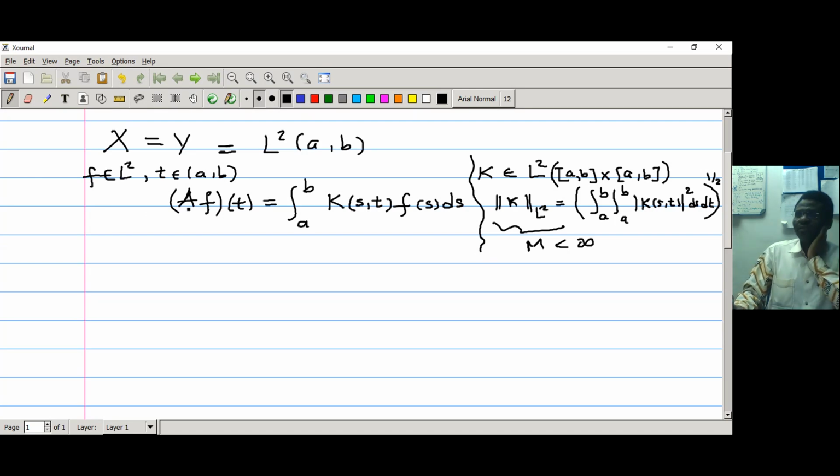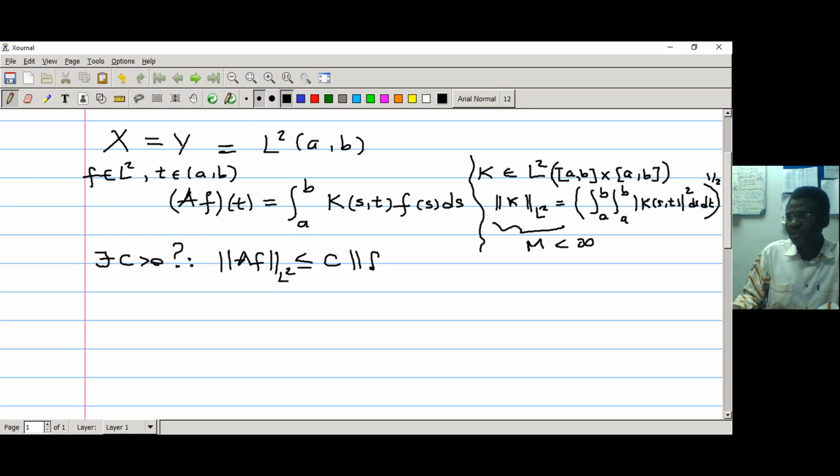Now, how do we prove that this operator A is continuous on this space? We want to find a constant C, positive, so this exists such that the two norm of Af is less than or equal to that constant times the two norm of f.